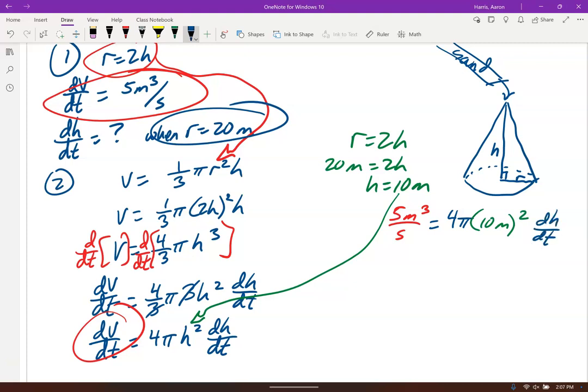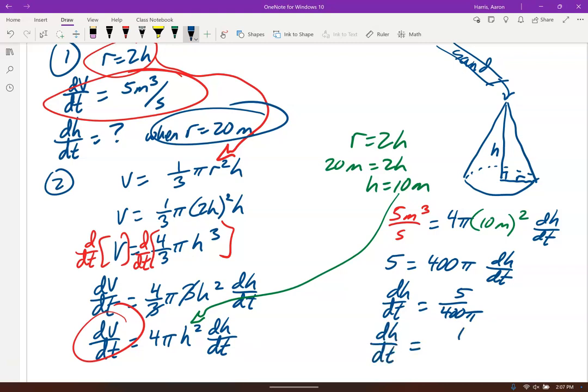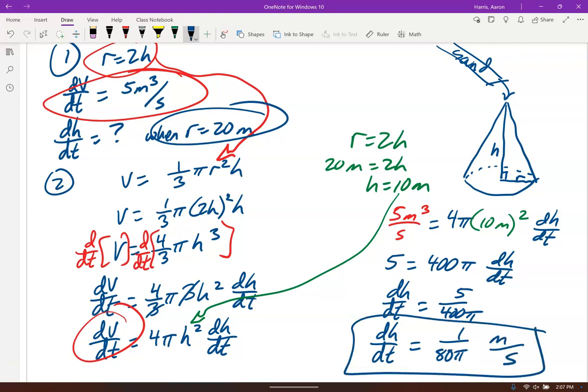So we have 5 equals 4 times 100, I got 400 pi dh/dt. So dh/dt is 5/400 pi, which is 1/80 pi. And this is in meters per second, by the way, if you kept your units. That's how fast the height is changing at that moment.